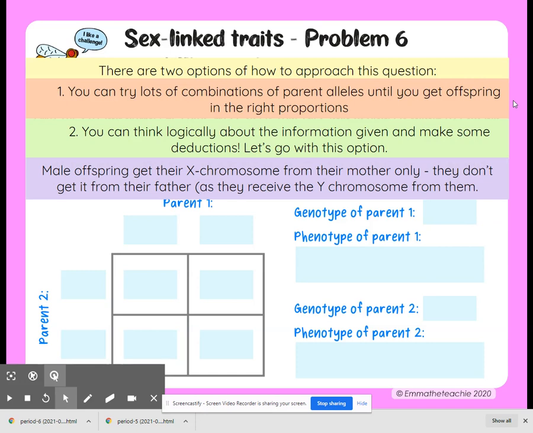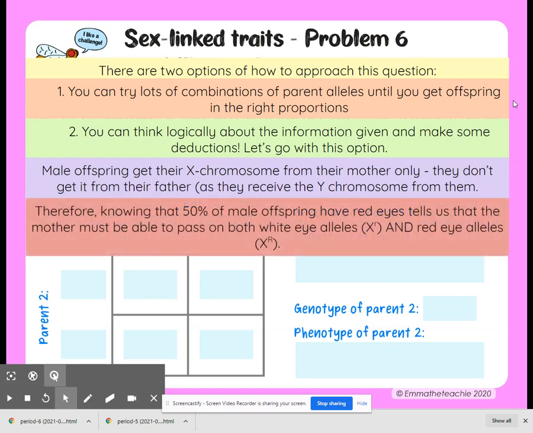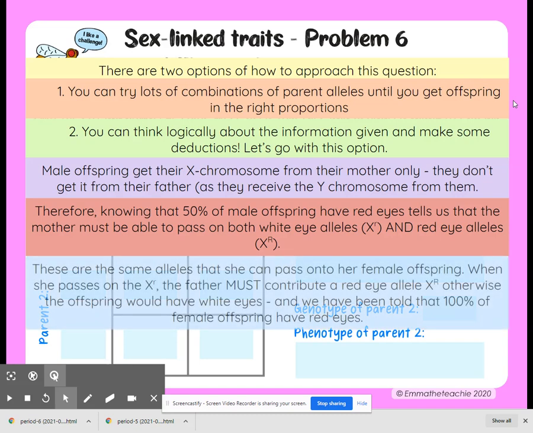Male offspring get their X chromosome from the mother only. They don't get it from their father, and that's because they only get a Y chromosome from the dad. So we're going to think about the males that get their X's from the mom. Therefore, knowing that 50% of the male offspring have red eyes tells us that the mother must be able to pass on both the white eye allele and the red eye allele. These are the same alleles that she can pass on to her female offspring.